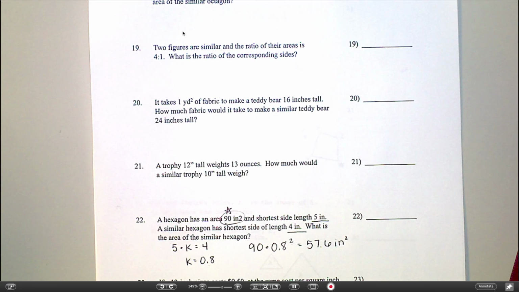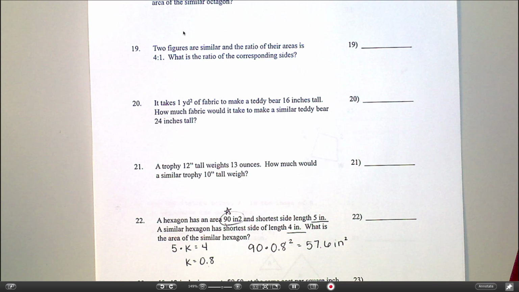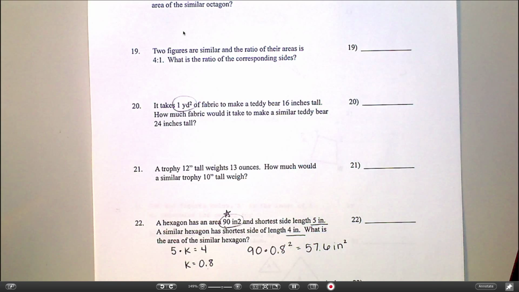While we're here, how about anything else on this page? What do you want to go over here? Bryce? Number 20. Okay. It takes 1 square yard of fabric to make a teddy bear 16 inches tall. How much fabric would it take to make a similar teddy bear 24 inches tall? So 1 square yard, that's like surface area, right? That's like the outside surface of the teddy bear.